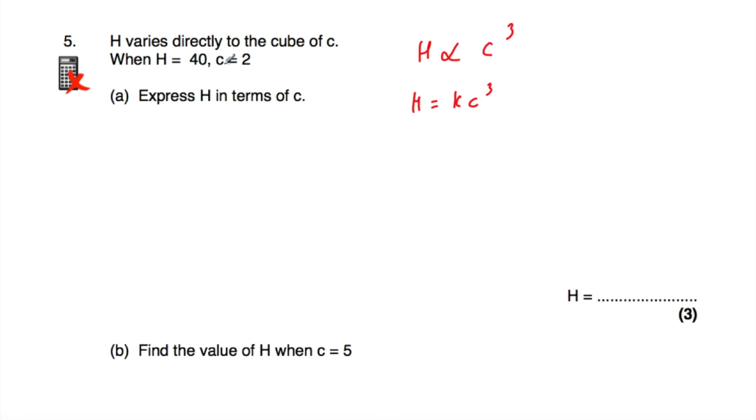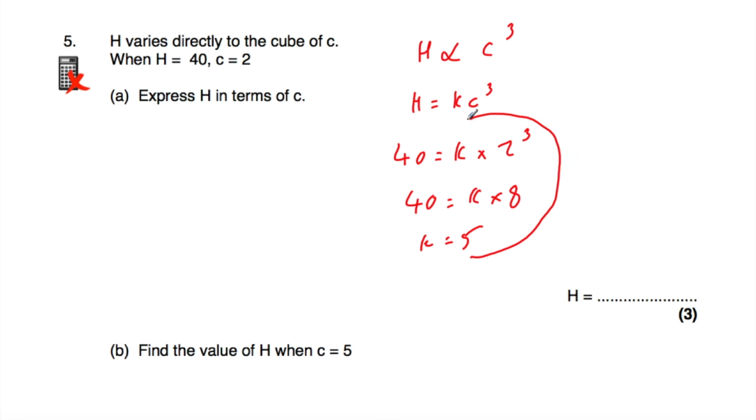We're told that whenever h is equal to 40, so 40 is equal to k multiplied by c cubed, so that's going to be 2 cubed. And 2 cubed is 8, so we get that 40 is equal to k times 8. And if we divide both sides by 8, we get that k is equal to 5. So that's great. We can now write down what the formula is.